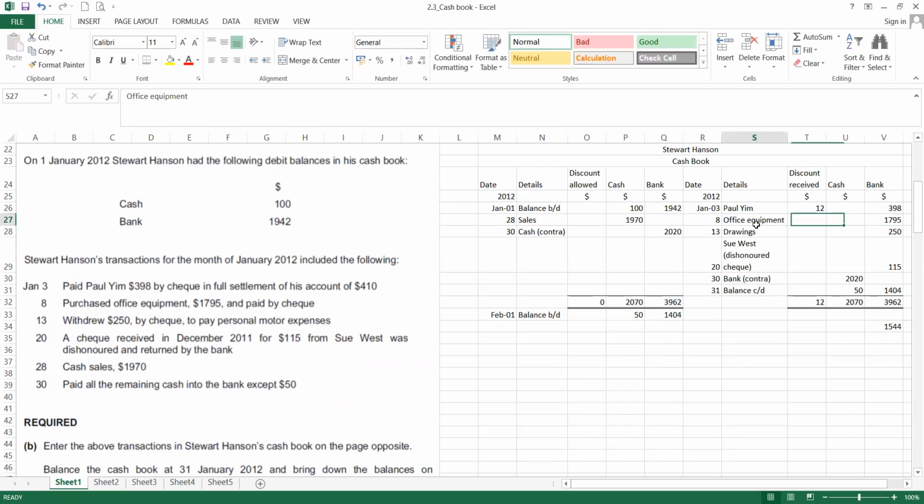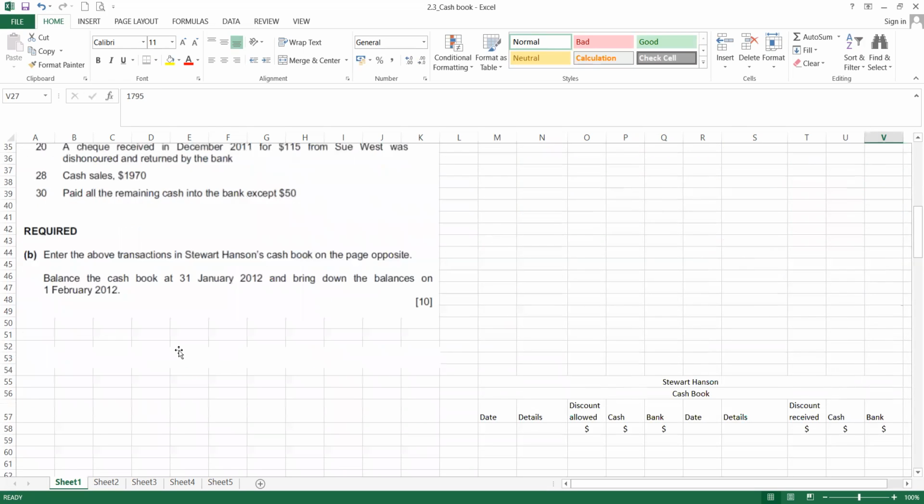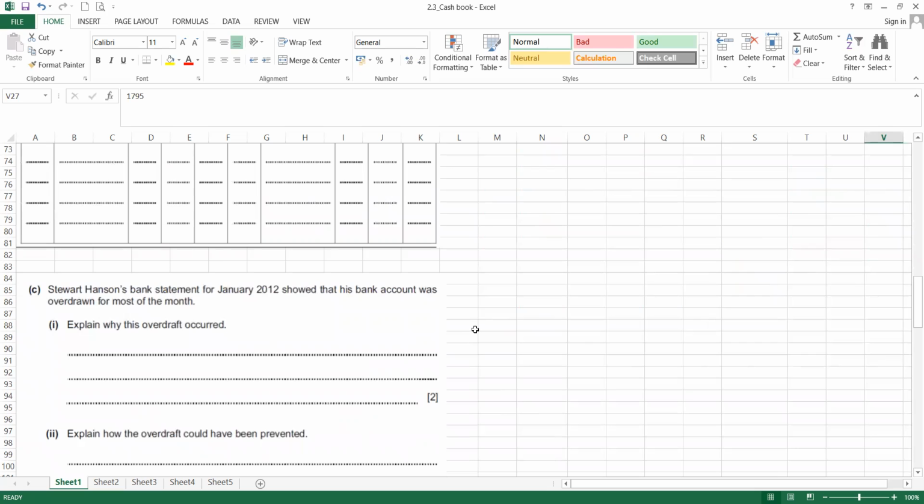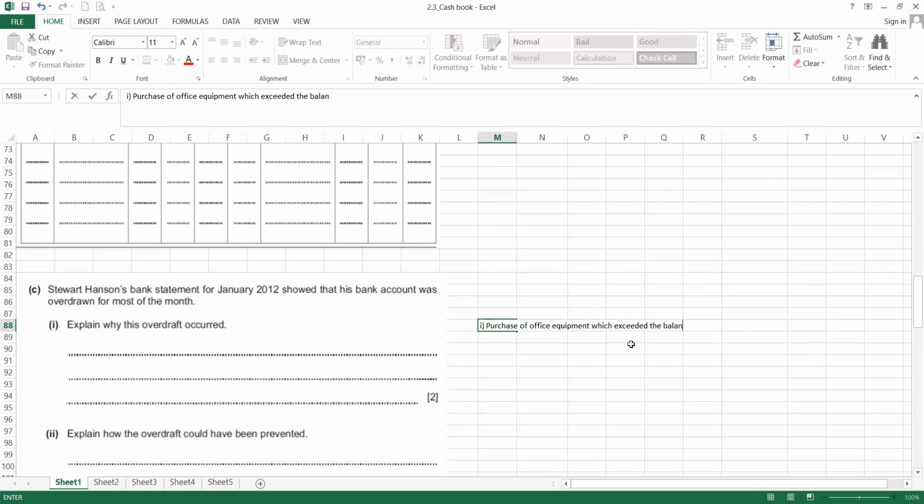But we have to buy the office equipment. In this case, this will cause the overdraft, this amount. So one of the possible reasons, because they just say explain why this occurred, but they didn't say what could be the confirmed answer for it. So one of the possible answers is that the purchase of office equipment exceeded the bank balance.